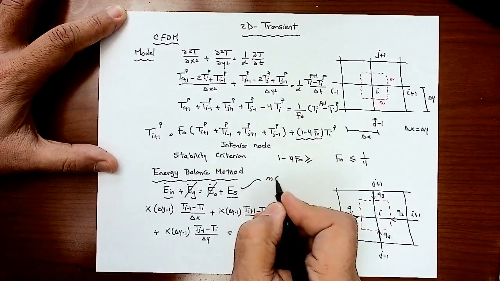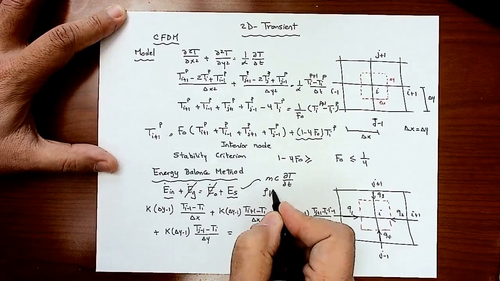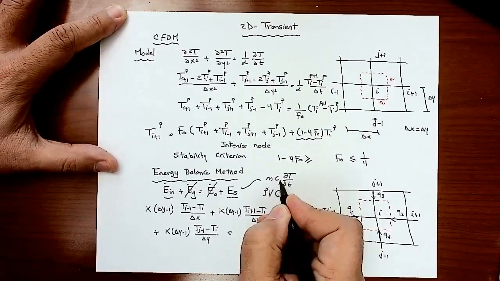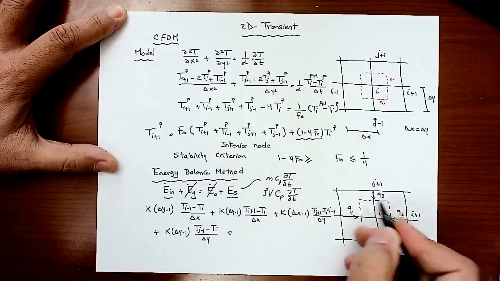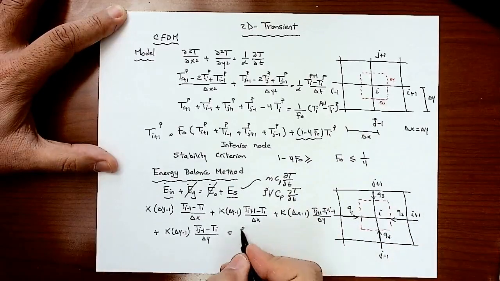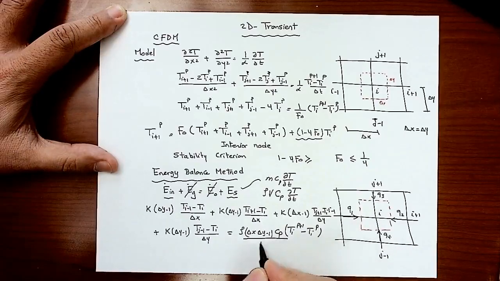This is MC partial T by partial time t. Mass is rho times the volume times C or Cp, partial T by partial time t. And the volume is the volume of that control element. So I will have rho delta X delta Y times 1, Cp, then (T_i^{p+1} minus T_i^p). Since we are solving explicit here, then I'm going to divide that by delta t.